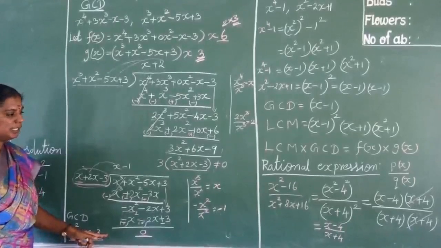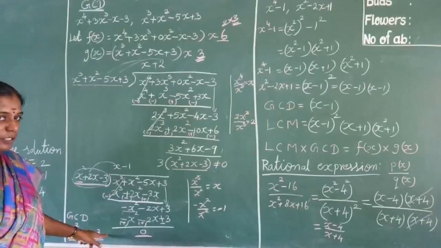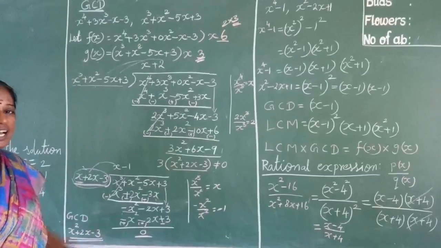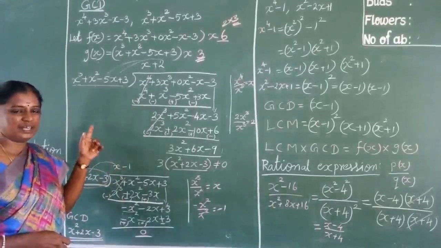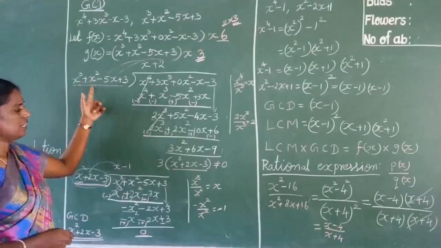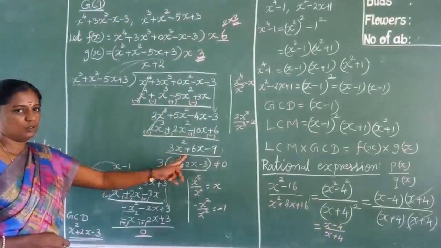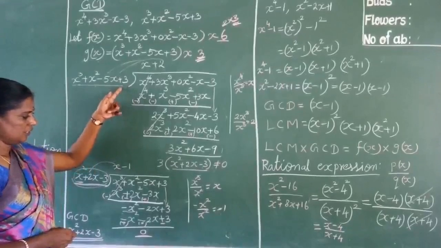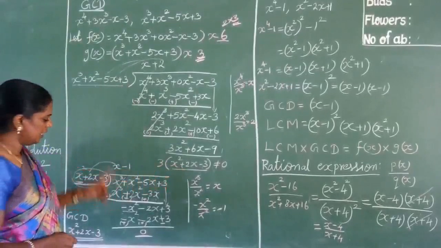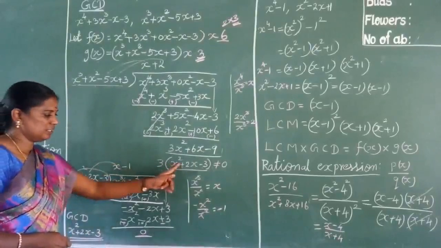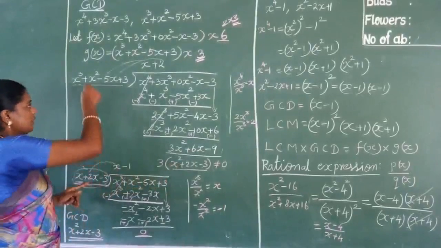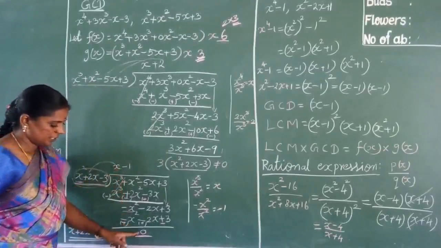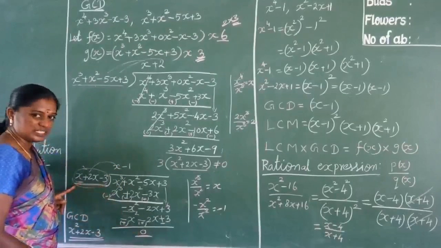Is it clear? This is a very important 5-mark question. So first you select the highest degree f of x, and the remaining one you select as g of x, and f of x divided by g of x, the remainder is 0. This g of x is the GCD of the polynomials. If not, you continue the same process. This remainder becomes the divisor, this divisor goes to the dividend place, and again divide. Here we get 0. This is the GCD.